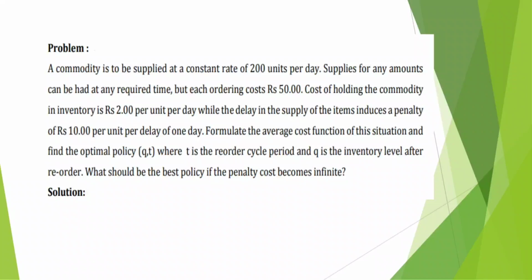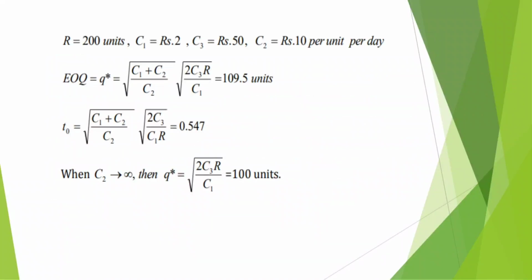We have to formulate the average cost function for this situation and find the optimal policy QT, where T is a reorder cycle period and Q is the inventory level after reorder. So we have to find the best policy if the penalty cost becomes infinite. So here it is given that R value is 200 units, C1 is 2, C3 is 50 and also C2 value is rupees 10 per unit per delay.